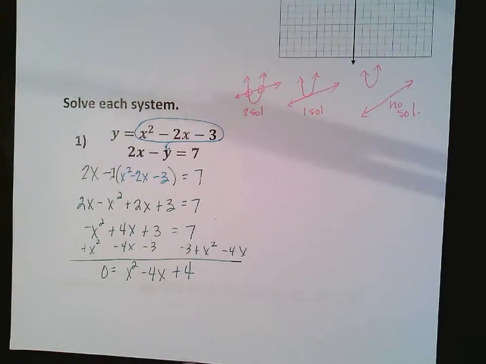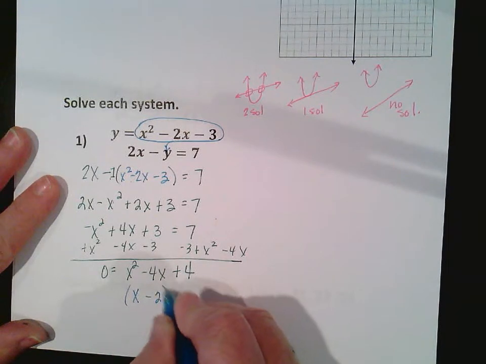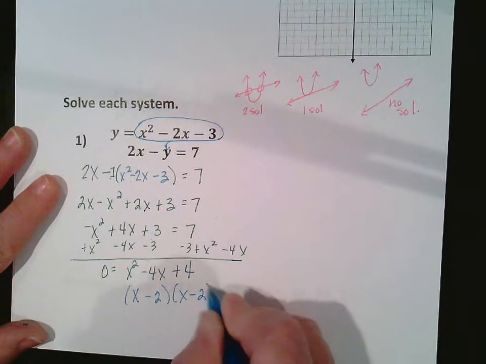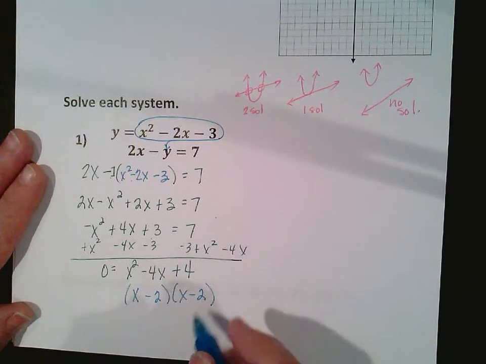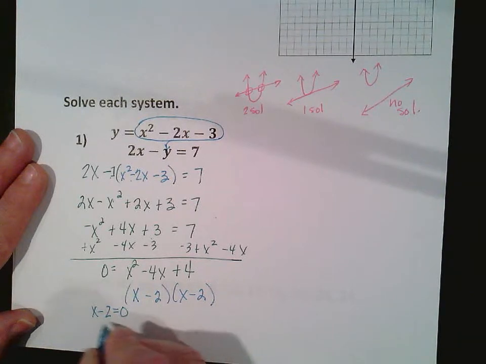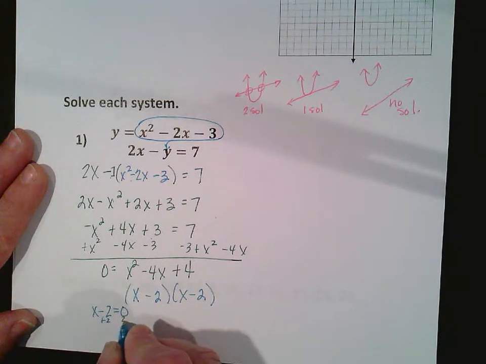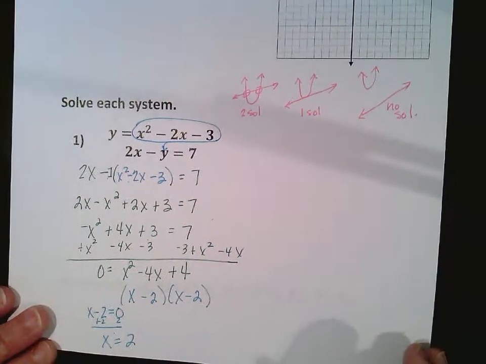That's something much more manageable, and we can solve that by splitting the middle, and we end up with x minus 2 and x minus 2. Since those are the same thing, you only have to solve it once. There's really only one solution. So I have x minus 2. Remember, we set that equal to 0. Add 2 to both sides. So x equals 2. That's the only x value solution I have.